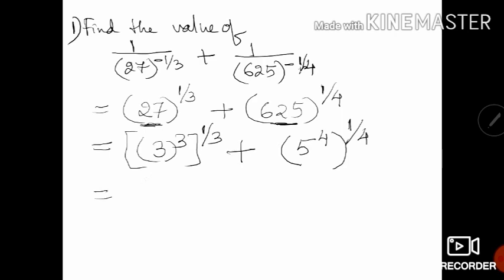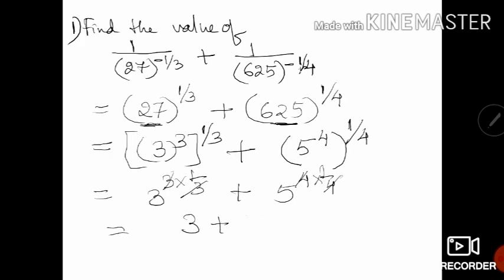Now we use the law of exponent that says a to the power m to the power n is equal to a to the power m into n. So this will become 3 to the power 3 into 1 over 3 plus 5 to the power 4 into 1 over 4. Now we can simplify the numbers in the power of each term. So we have 3 plus 5 and the answer is 8.